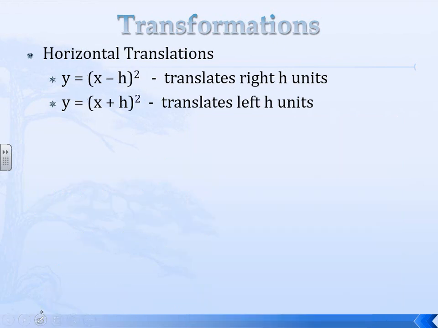Now let's look at horizontal translations. Again, from absolute values, we learned that a negative h translates us right h units, which is the opposite, and a positive h translates us left h units.